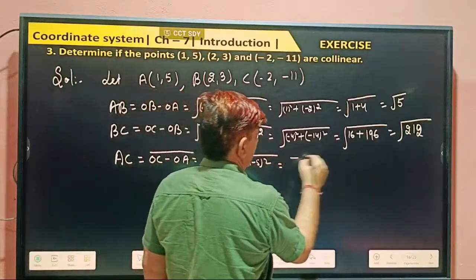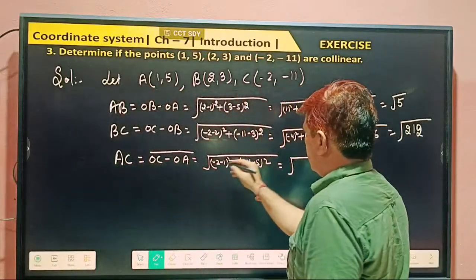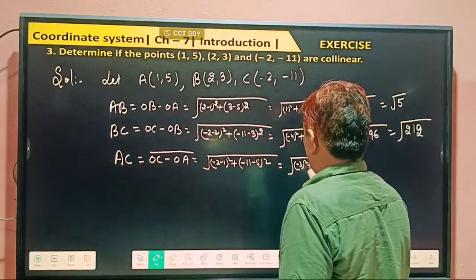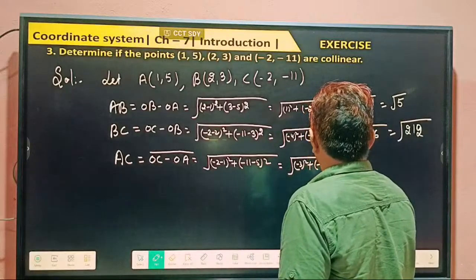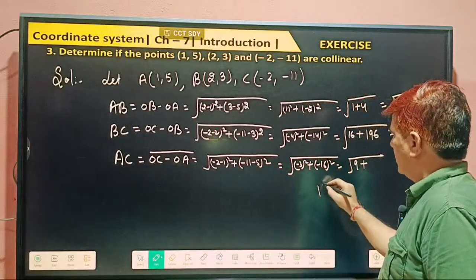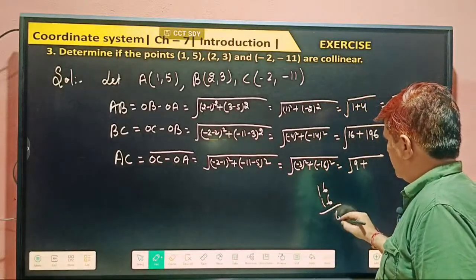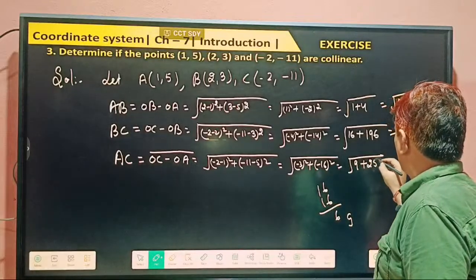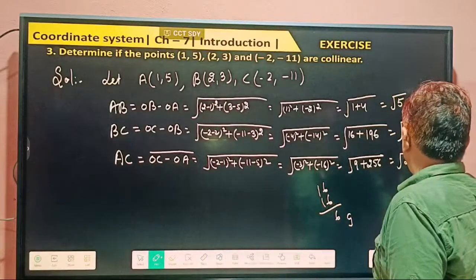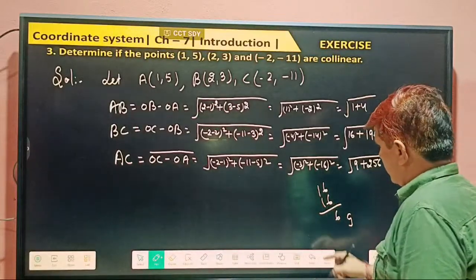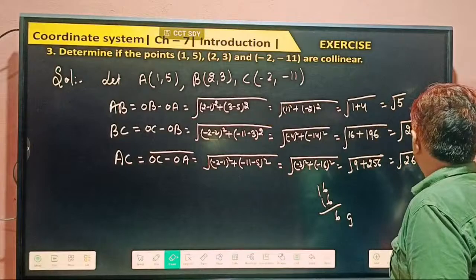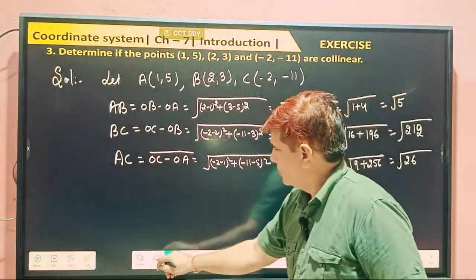So what has it become? It becomes like this: minus 2 minus 1, which is minus 3, whole square, plus minus 16 whole square, and which is equal to what? 3 squared is 9, 16 squared is 256, and which is equal to, if you can write, 265. Sorry, 265, not 254.